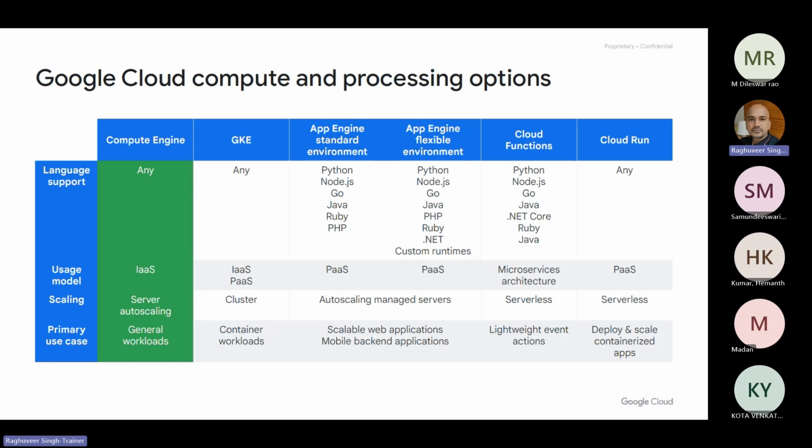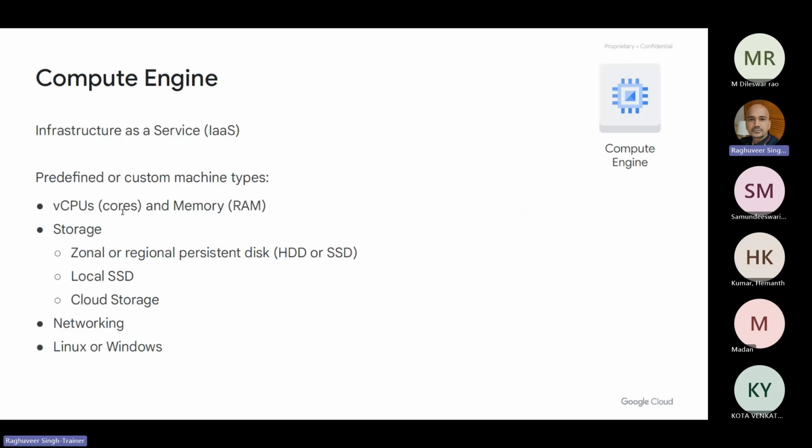So these are my options. Cloud Functions is for lightweight event actions. If you have an event-driven application, you can use Cloud Functions for it. So these are my compute services. Any question on this, guys? Let's move on in that case. So our focus is on Compute Engine for today.